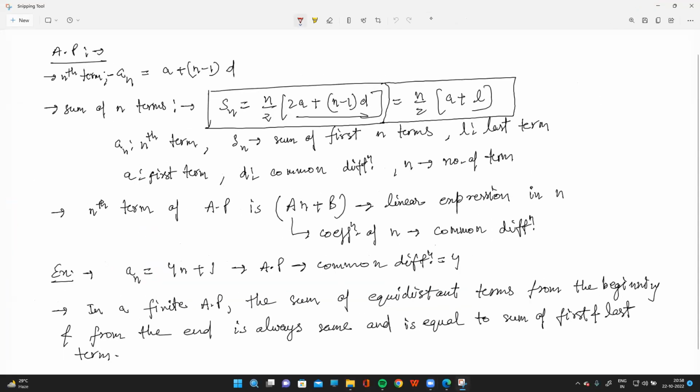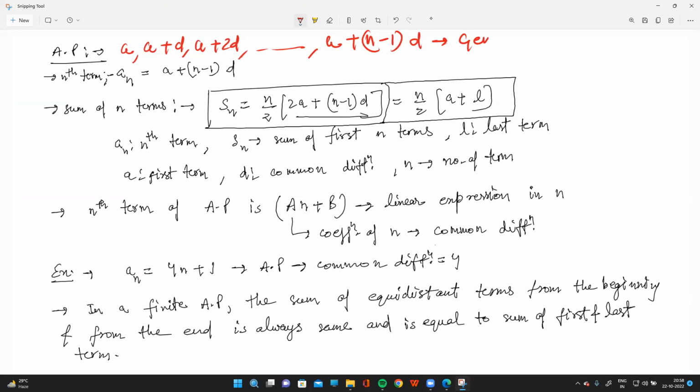Okay, AP. What is an AP? So first of all, AP is something like this: A, A plus D, A plus 2D, and this is how you will reach to A plus n minus 1 into D, right? This is your general AP, right?